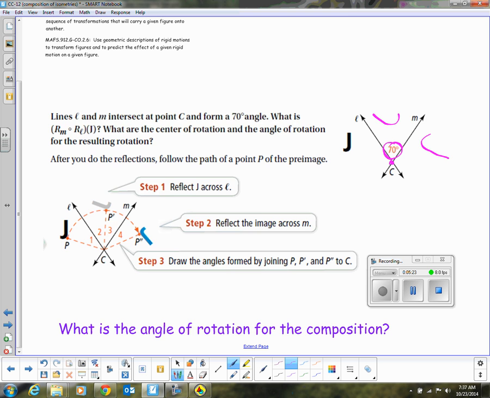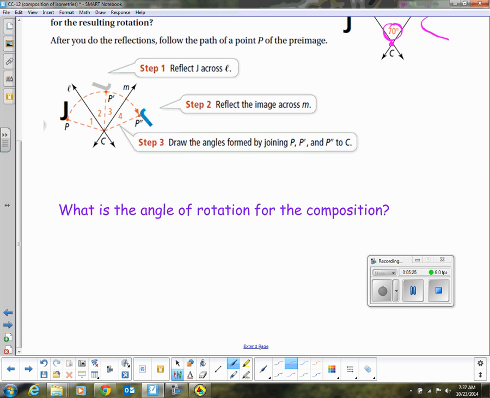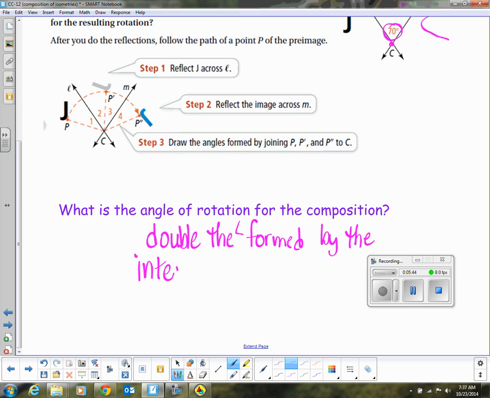Okay, so when you are rotating over intersecting lines, and this is the angle formed by the intersecting lines, what is the angle of rotation for the composition? It's double the angle formed by the intersecting lines. Just like the slide or the translation, intersecting, was double. All right, I can't talk and write at the same time.